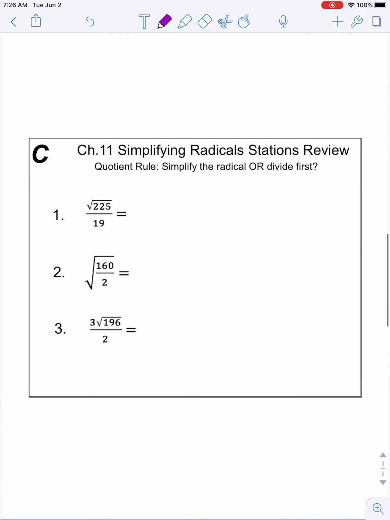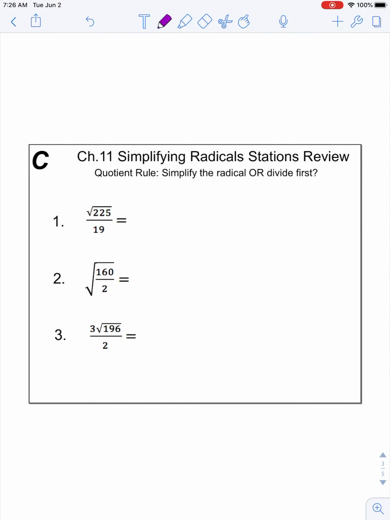Okay, we're going to move on to slide C. So if you can pause the video and try these, and then start the video when you're ready to see the answers. So when we have a fraction, if either the numerator or the denominator are perfect squares, then I would just take the perfect square. So in other words, number 1, the square root of 225 is 15. So we have 15 19ths, and that's really just our answer.